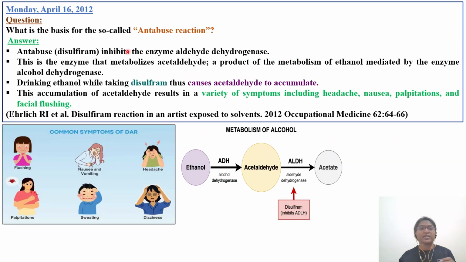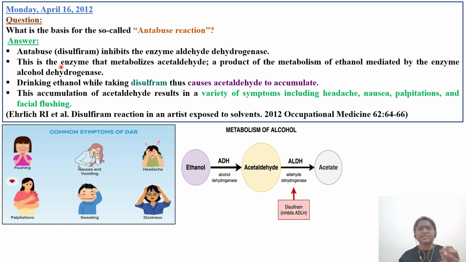Next question is, what is the basis for the anti-abuse reaction, that is disulfiram-mediated alcohol intoxication? So anti-abuse, the common name is disulfiram. We have two important enzymes, alcohol dehydrogenase and aldehyde dehydrogenase. Disulfiram will inhibit this particular aldehyde dehydrogenase. As a result, the acetaldehyde level in your blood will increase.